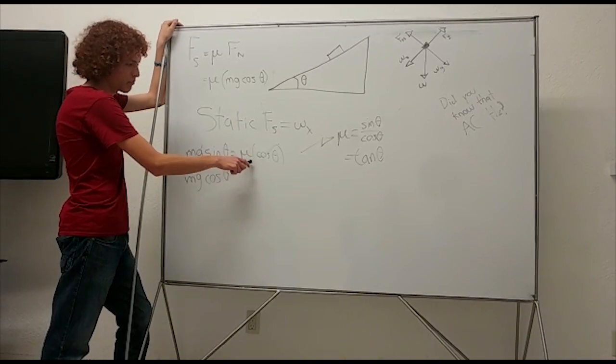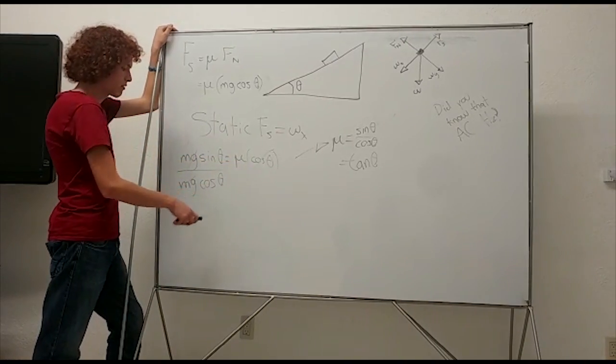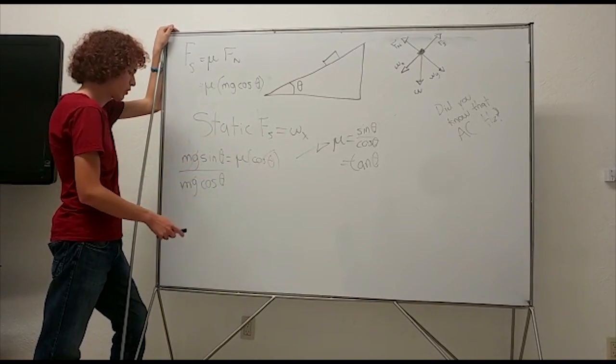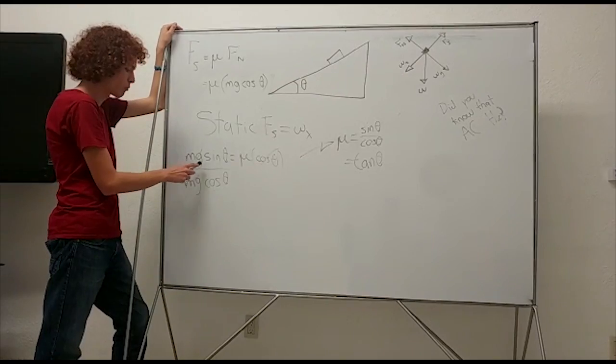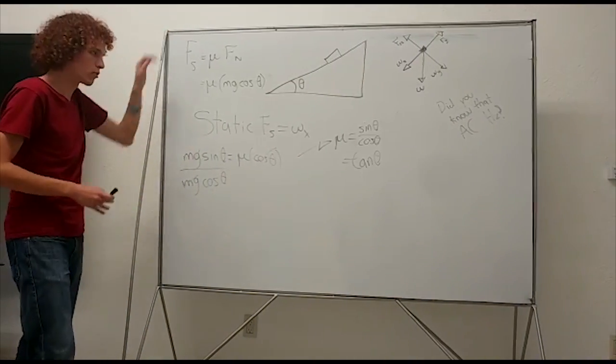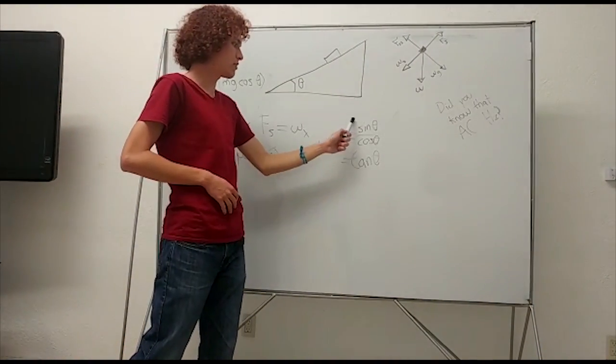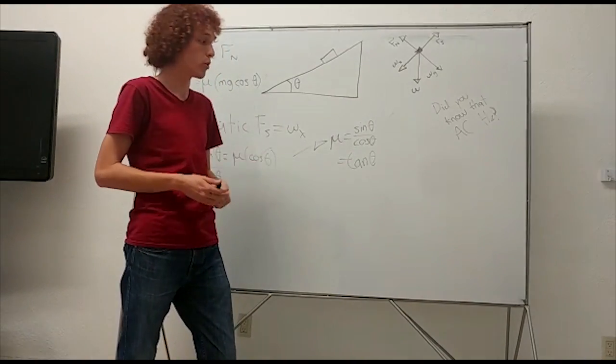We want to isolate mu, and what we have to do is divide sine over cosine. As we can see, the mg components cancel out. So we are left with mu equals sine over cosine, also known as a tangent.